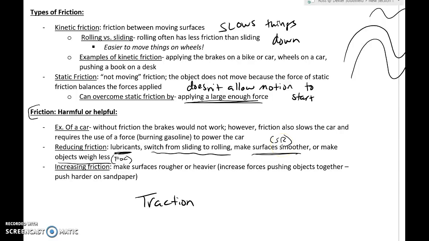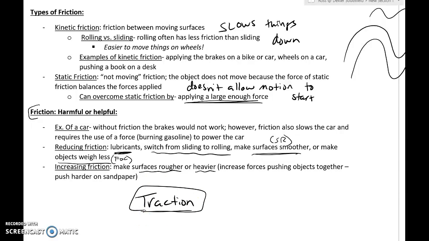If we, for whatever reason, wanted to increase friction, maybe we're trying to increase traction, we're going to make the surfaces rougher or make them heavier. So for instance, in the winter, a lot of people put snow tires on. Those snow tires are knobbier, meaning they have bigger bumps, and a lot of times the wheel that they're around, the metal piece that the rubber is around, is also a heavier metal, which means that it's going to be pushing on the ground more and therefore have more friction, and in this case being helpful, more traction.